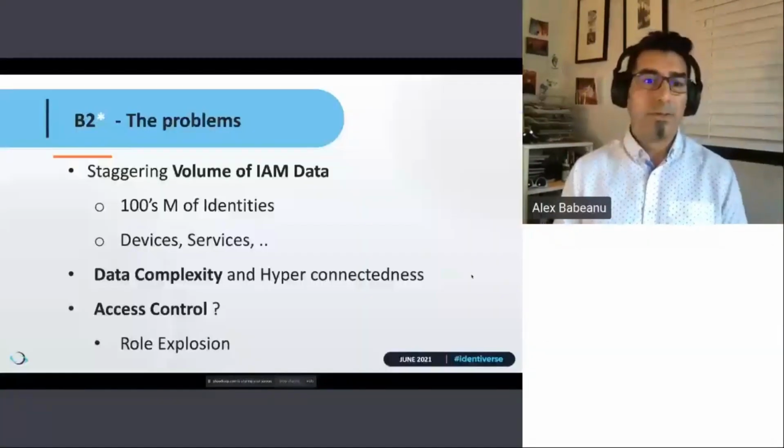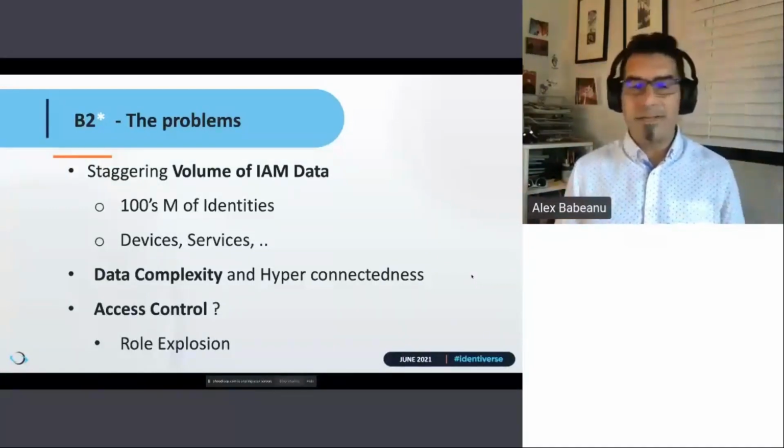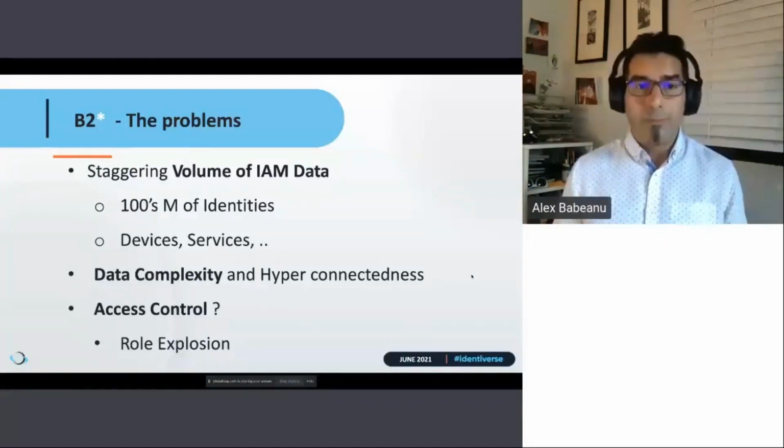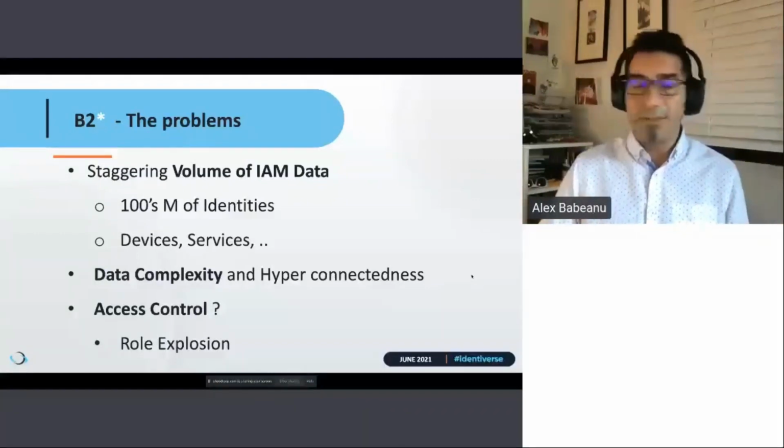So in short, we have a staggering volume of IAM data with hundreds of millions of identities. We have devices, services, APIs, people, what have you. The data becomes more and more complex. It becomes hyper-connected. Access control becomes a real challenge. We have role explosions, scope explosions. I'm not even citing here things like privacy concerns, and consent management in this environment becomes really challenging.